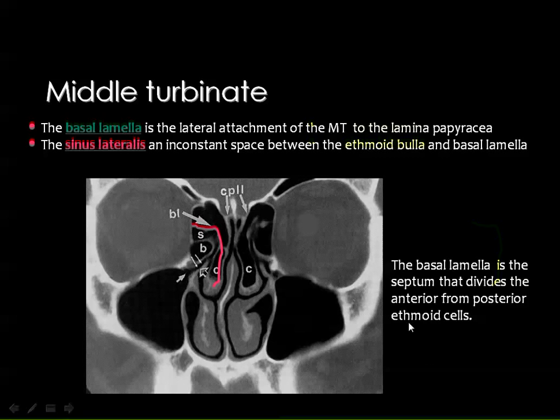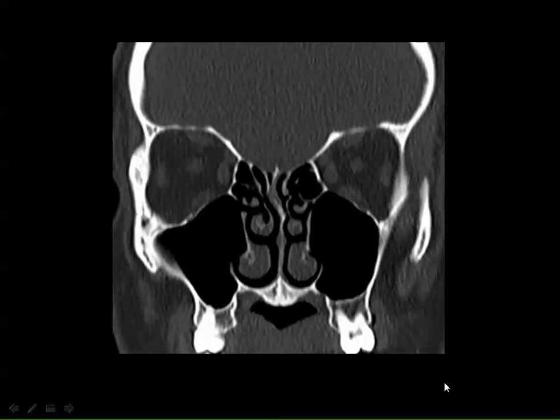But you should know that the basal lamella is the septum which divides the ethmoids into anterior and posterior ethmoidal air cells. Then whenever you are asked about the line of separation between the anterior ethmoids and the posterior ethmoids, it is the basal lamella, which is the line connecting the middle turbinate to the medial orbital wall. And this line is of course not constant. It can be seen in some cases and cannot be seen in others.